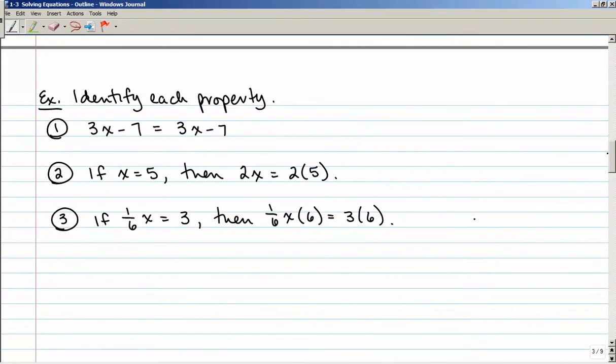So let's take a couple opportunities here to identify each property. Number 1, 3x minus 7 equals 3x minus 7. Same thing on both sides of the equal sign, so that would be the reflexive property. Number 2, if x equals 5, then 2x equals 2 times 5. Looks like what I did in the second part of this was substitute a 5 for the x, and as long as x and 5 are the same thing, I can indeed do that, so that is the substitution property.